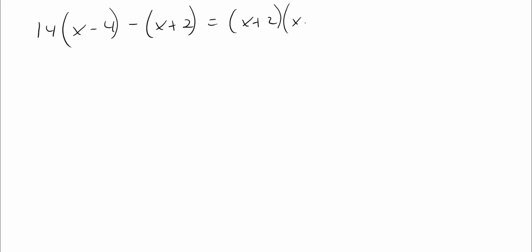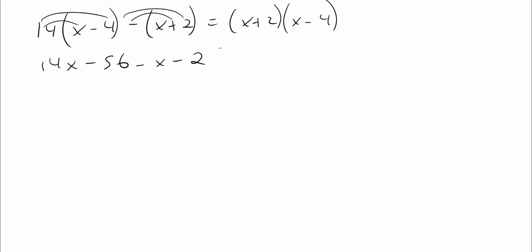So here's the problem. It's 14 parentheses x minus 4 minus parentheses x plus 2 is equal to x plus 2 times x minus 4. That is brutal looking, but it's not that bad. So what we're going to do is distribute that 14. So I get 14x. 14 times 4 is minus 56. Distribute the negative, so negative x minus 2. And this one I'm going to FOIL. So x squared, outer minus 4x, inner plus 2x, and last minus 8.